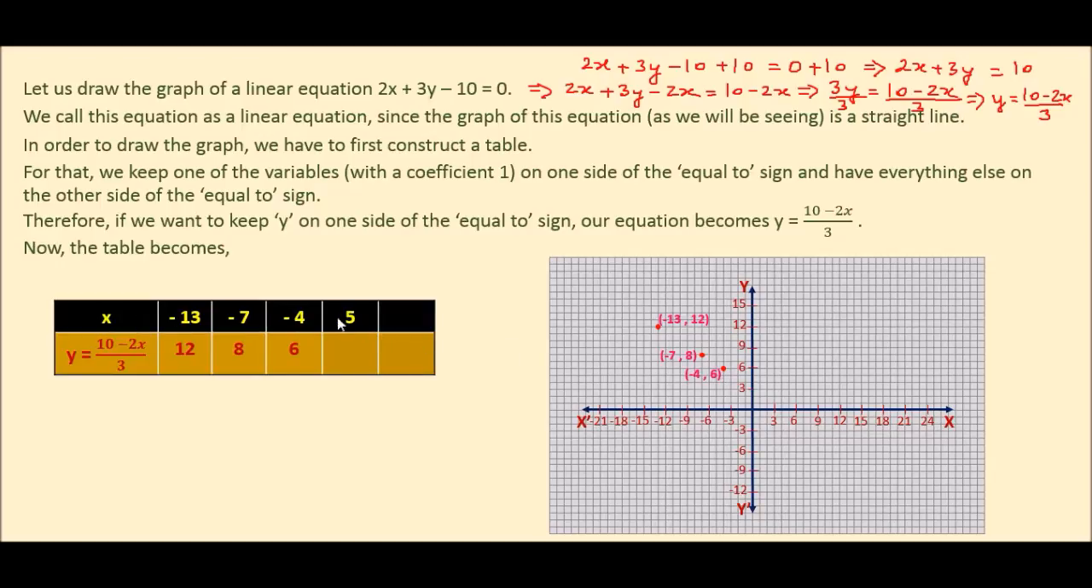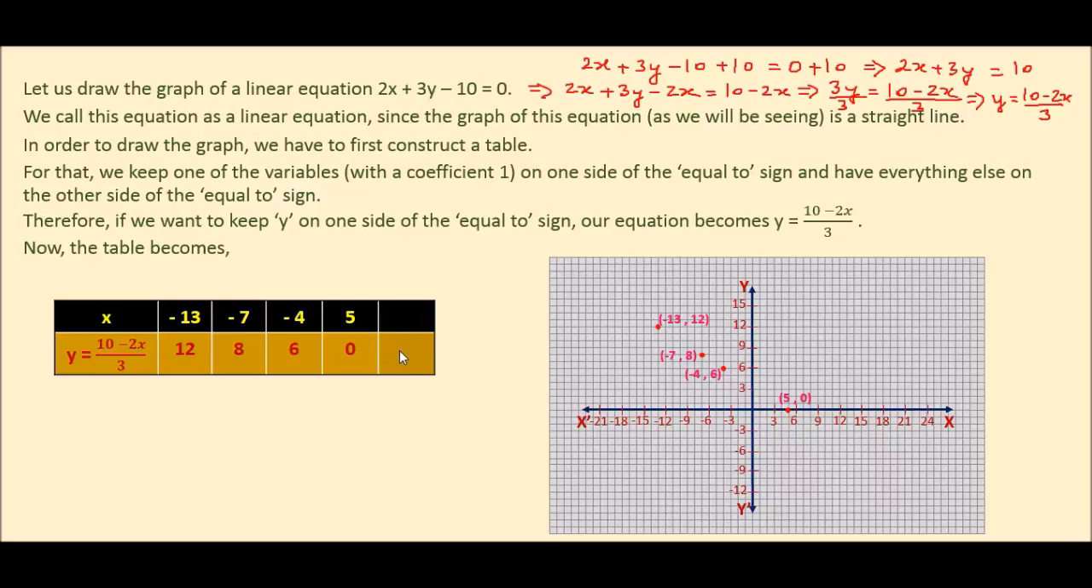Fourth point, x is equal to 5. Abscissa value is 5, positive 5. Now, 2 times 5 is 10. So, 10 minus 10, the numerator is 0. So, the y value or the ordinate value will be equal to 0. Corresponding point, this is the thing, 5, 0.